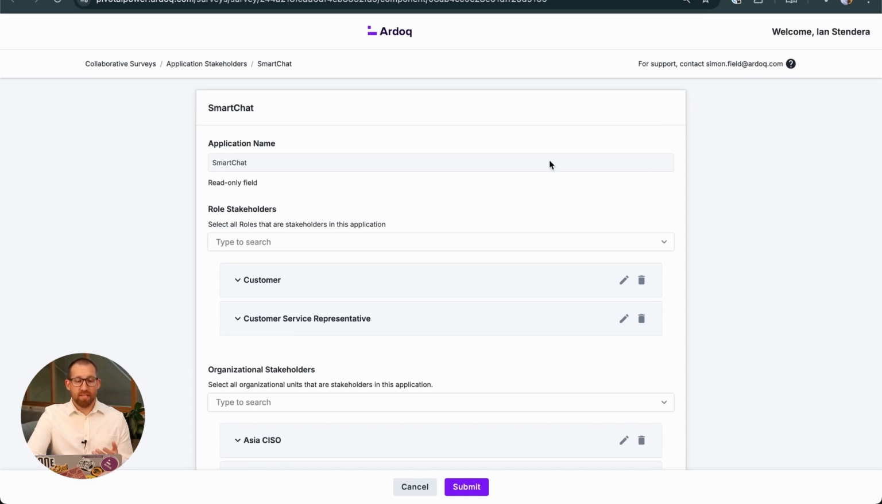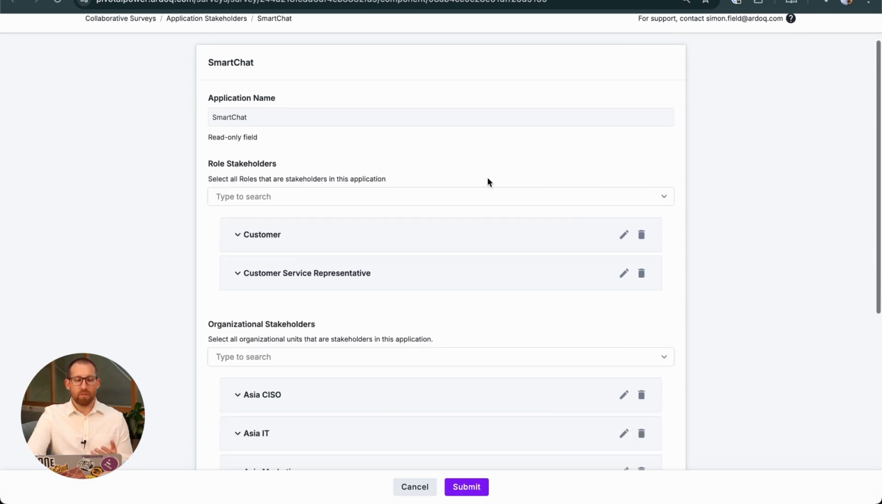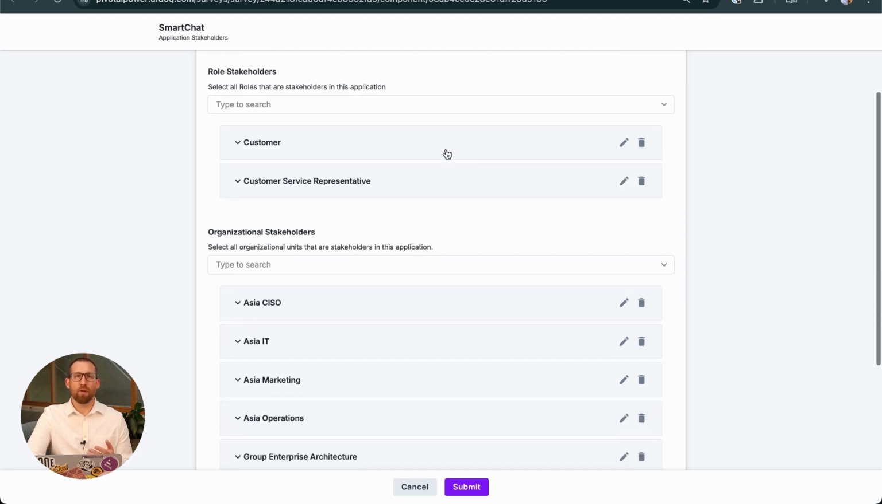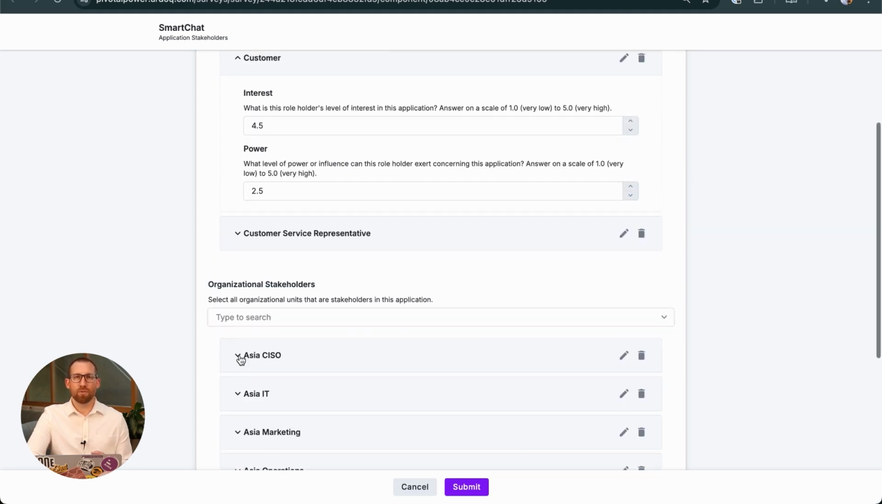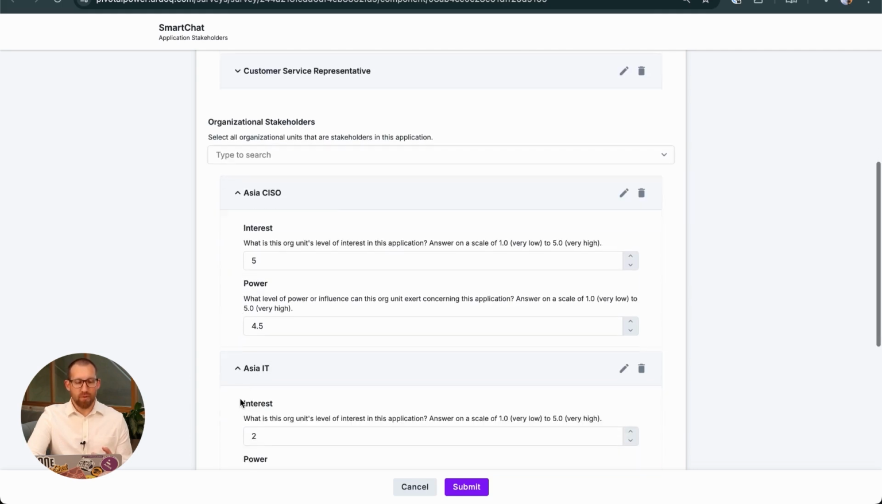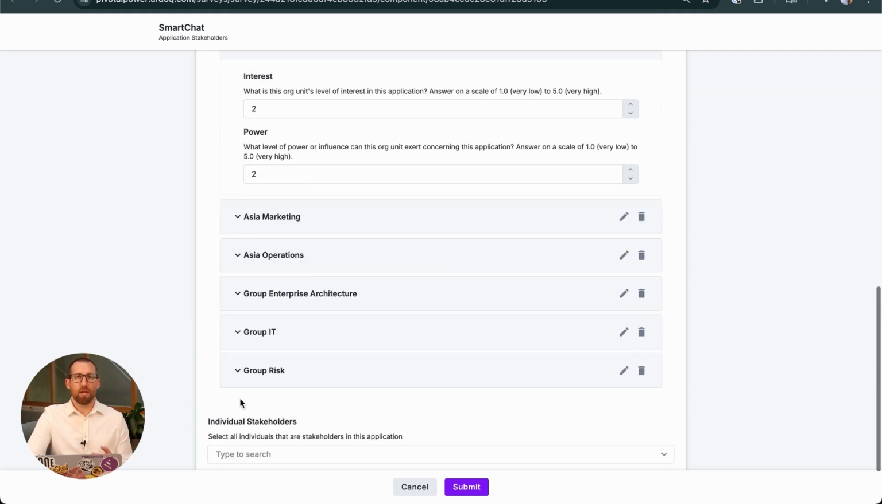Ardoq can help ensure that this data is maintained with automated workflows that are provided out of the box and detect unowned applications and route invitations to the newly nominated owners. With simple surveys like this, application, platform, and initiative owners can record and map their stakeholders.